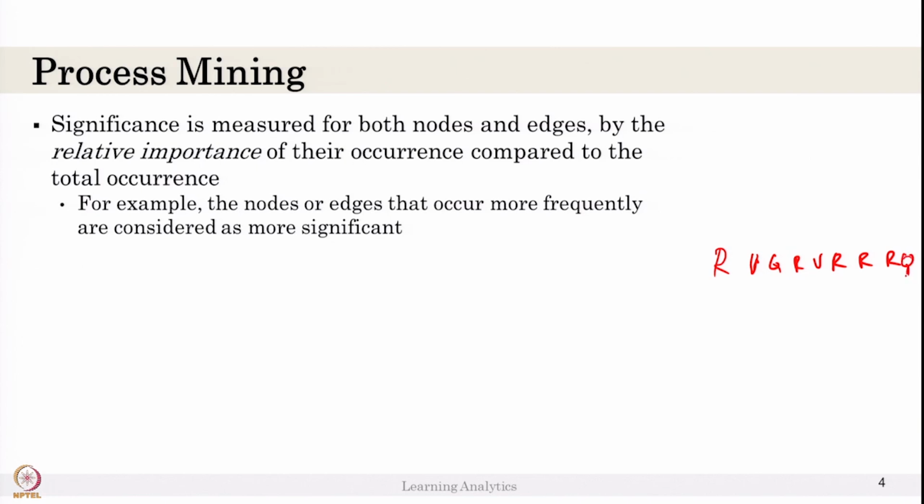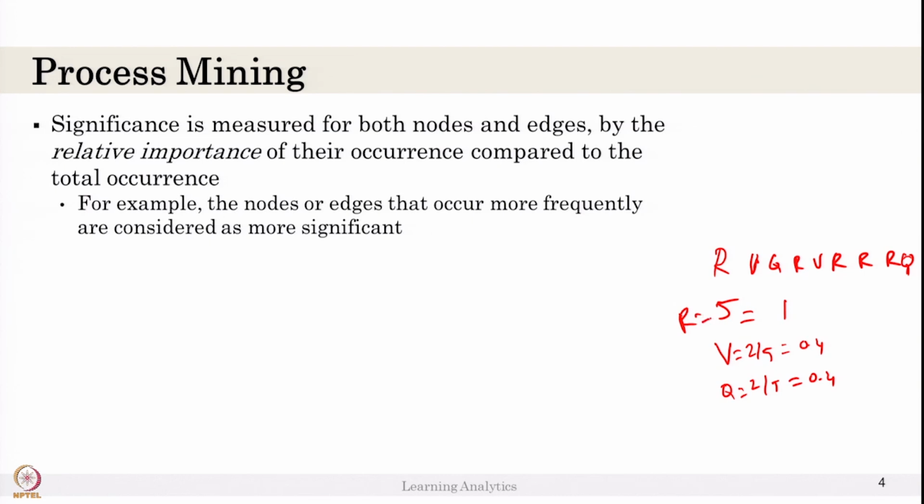So, the most significant action here is read, which occurred 1, 2, 3, 4, 5 times. So, the most significant action is read, and it occurred 5 times. So, we will give it the value 1 for significance. Relative to this particular action, the significance of other actions is considered. For example, watch video occurred twice, 2 by 5, it will be 0.4. Quiz occurred twice, 2 by 5, will be 0.4. So, the significance of watch video is 0.4, the significance of quiz is 0.4, relative to the most significant action, that is read, which is 1.